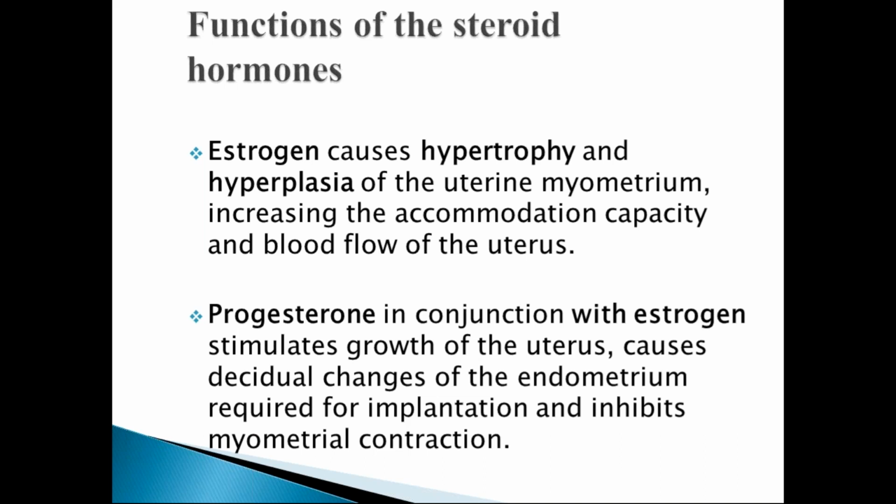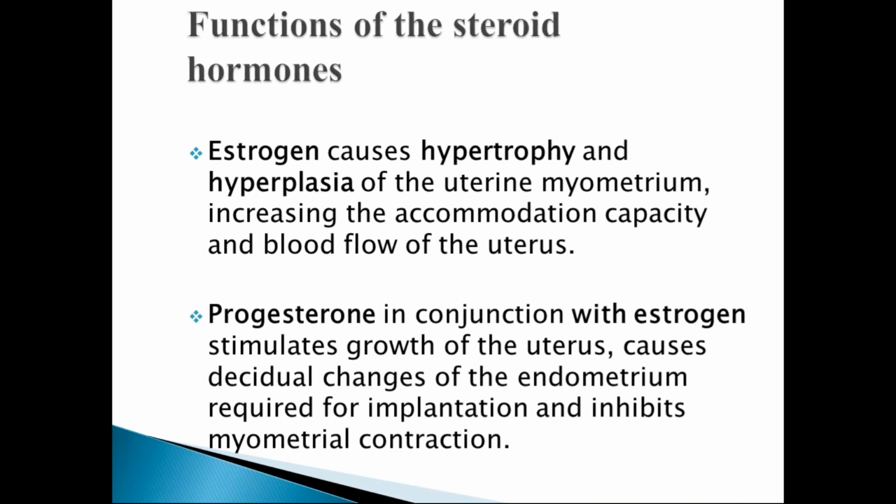So estrogen usually causes hypertrophy and hyperplasia of myometrium of the uterus, increasing the accommodation capacity and the blood flow of the uterus. With the progression of the pregnancy and with the growing fetus, the fetus should get accommodated in the uterus, whose size is increased by myocyte hypertrophy and hyperplasia due to estrogens. And with the increase in uterine size, the blood flow of the uterus also should increase proportionately to maintain the blood supply to the growing uterus and the fetus.